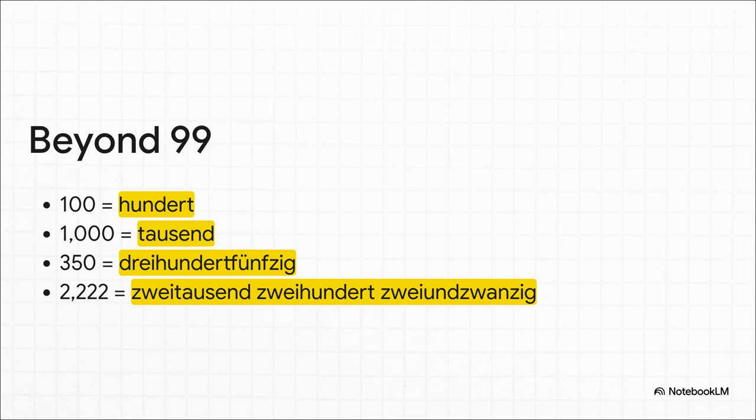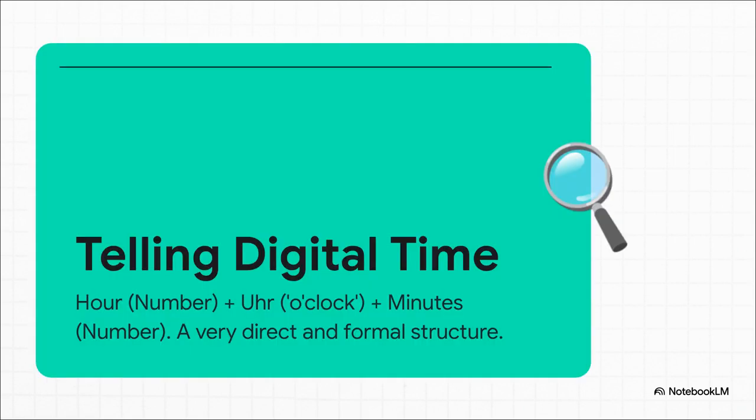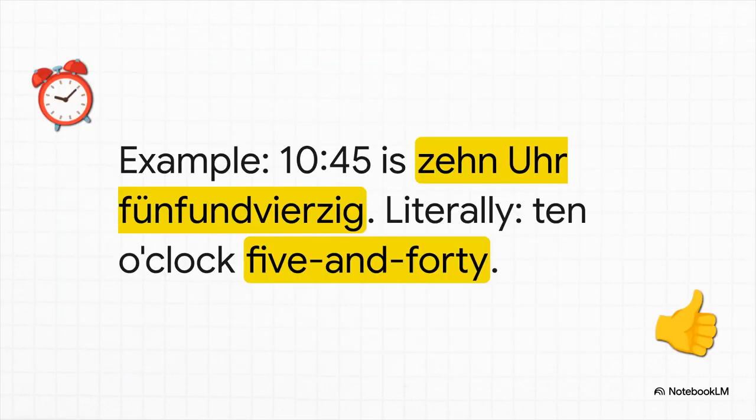Now let's talk about telling time because this is so useful. The simple digital way to do it is super direct. You just say the hour, then the word uur, which means o'clock, and then you say the minutes. And this is a perfect example of why learning that twist is so important. To say 10:45, you'd start with zehn uur, and then you have to build the number 45. Using our rule, that becomes 45. So, altogether, 10:45. Literally, 10 o'clock, 5 and 40.